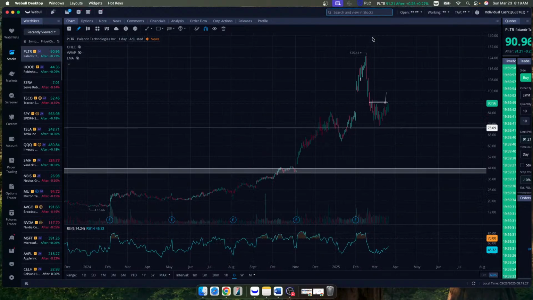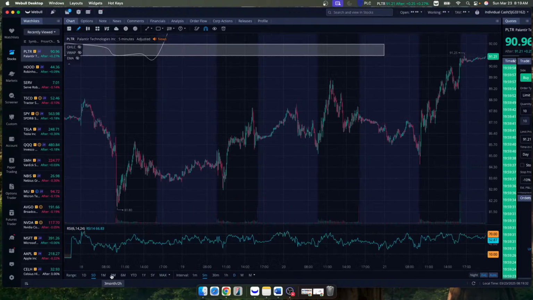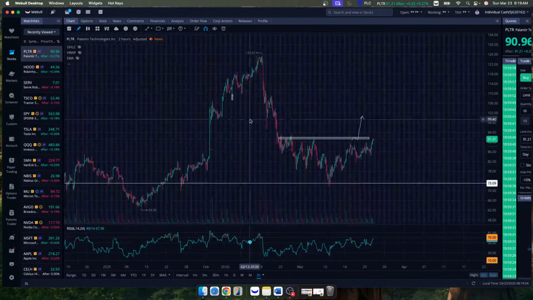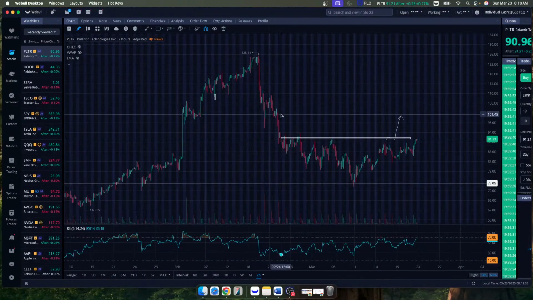All right, so now let's go over PLTR. PLTR is a stock that has been holding up very well, actually. If you look at the 3 months, it had this nasty pullback from 125, but it looks like it's curling up back here.